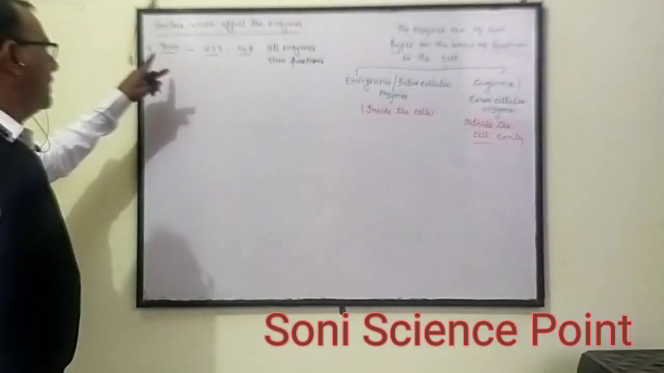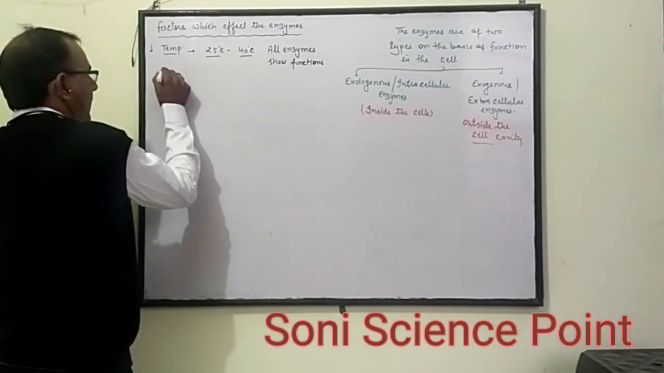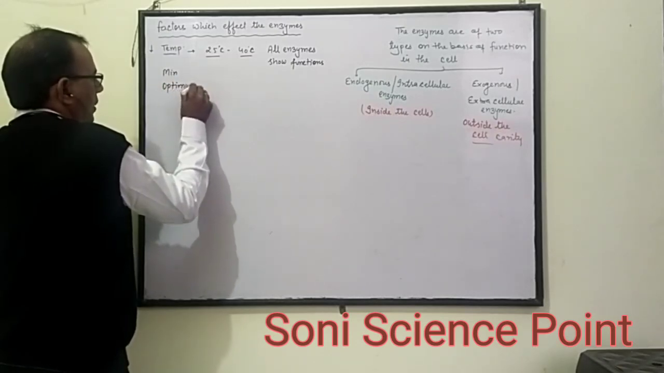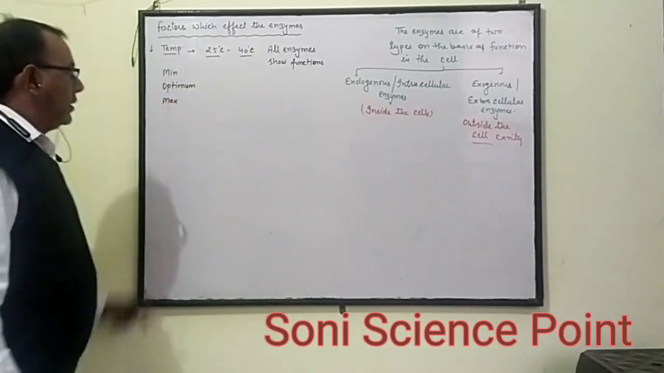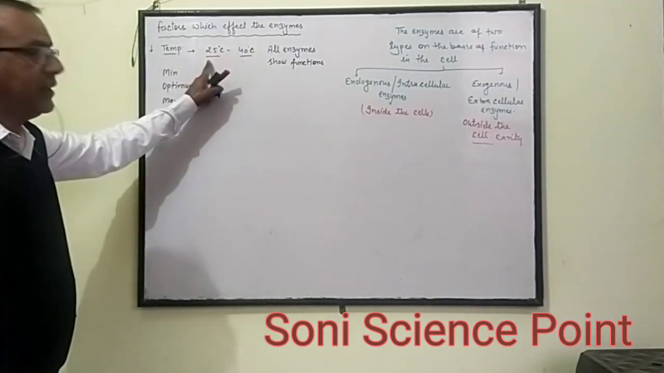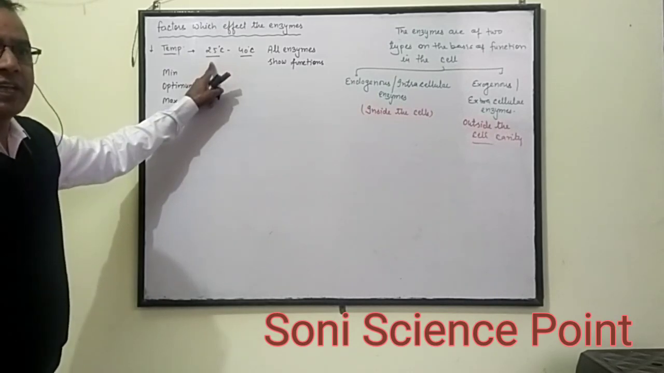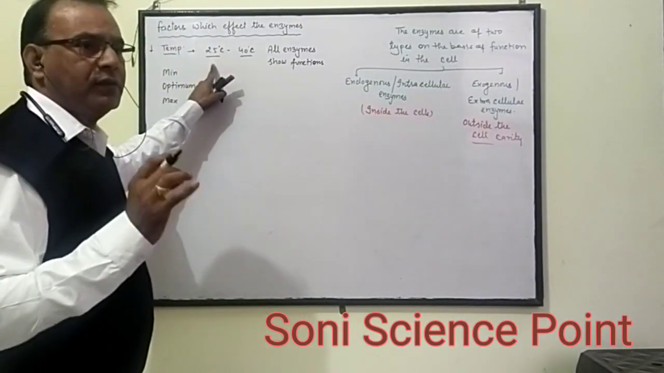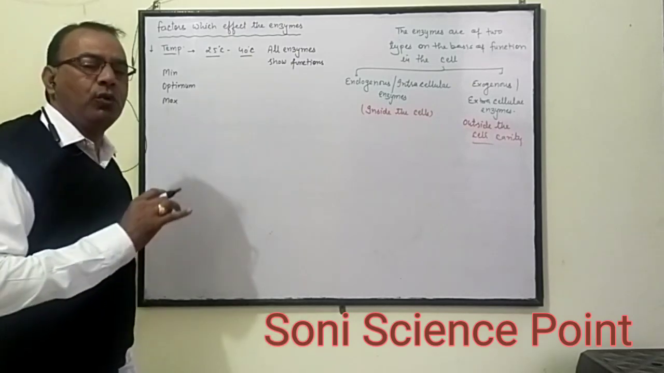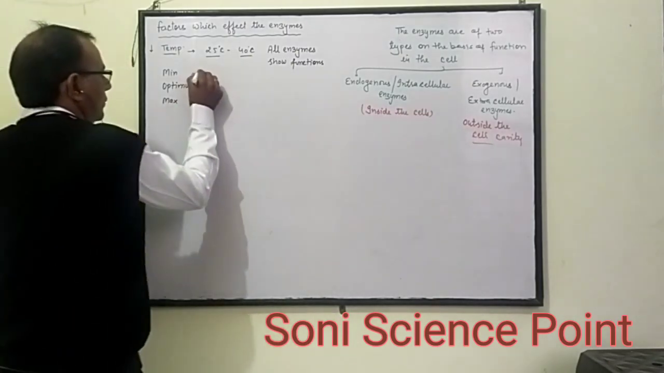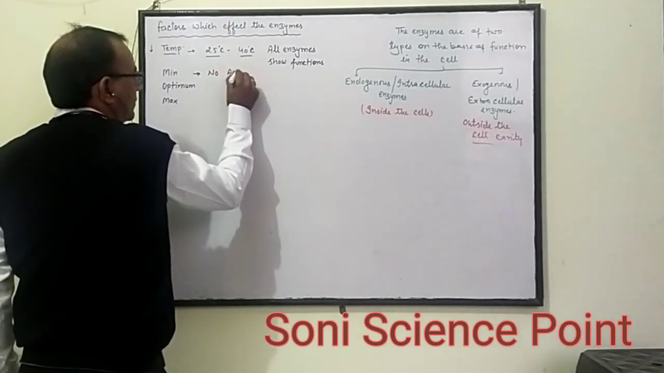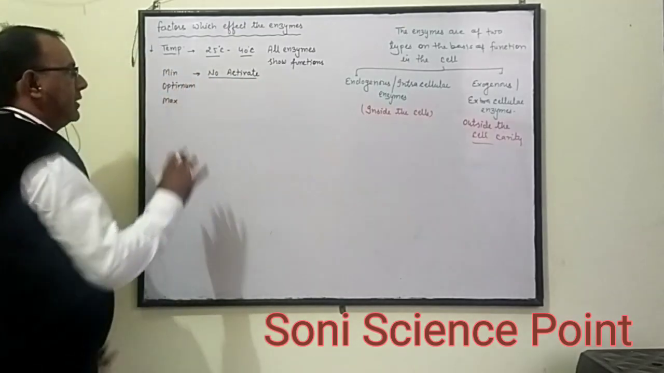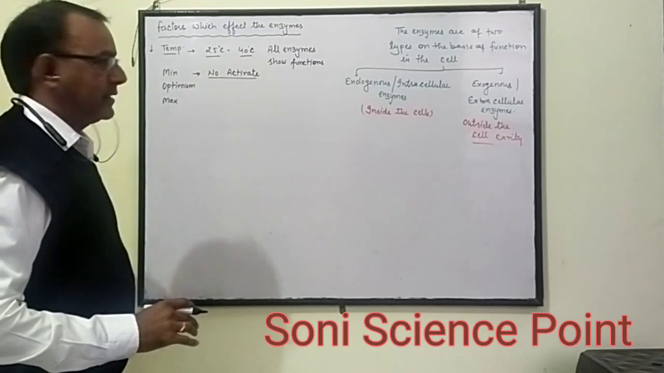We categorize this temperature in three different conditions, such as minimum, optimum, or maximum. If the temperature remains lower than 25 degrees Celsius, then the enzyme becomes non-functional. It means in this range, lower than 25 degrees Celsius, enzymes show no function and are not active.